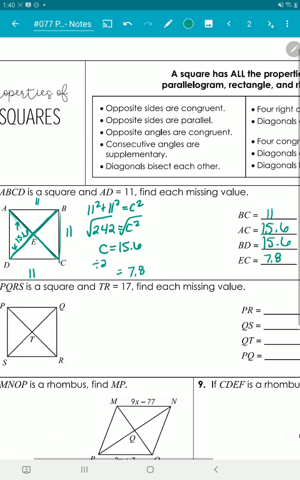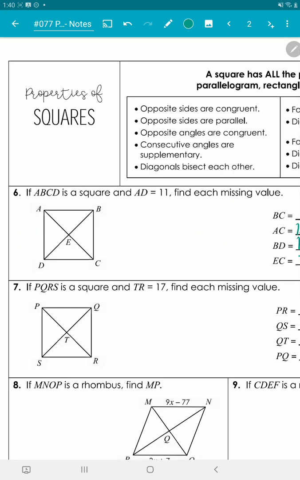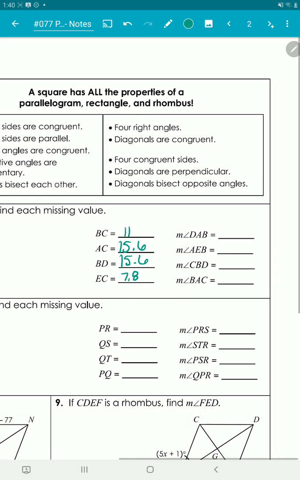Okay. I'm going to erase this so we can do the angles now. I would suggest coming over here and drawing another one, since you don't want to erase any of your notes, okay? So now, well, we don't really need to.